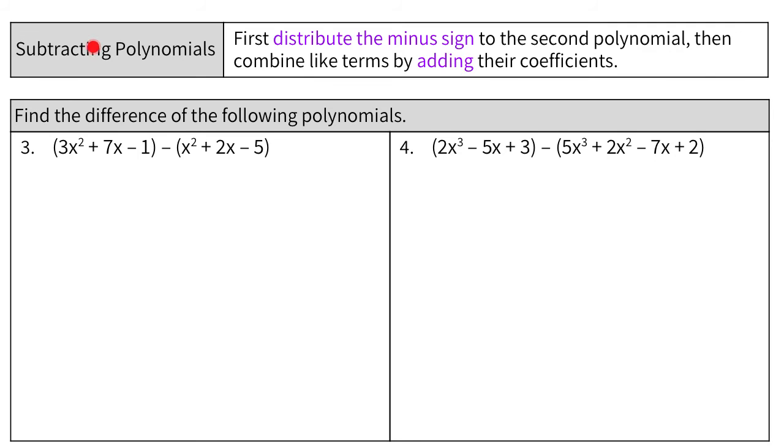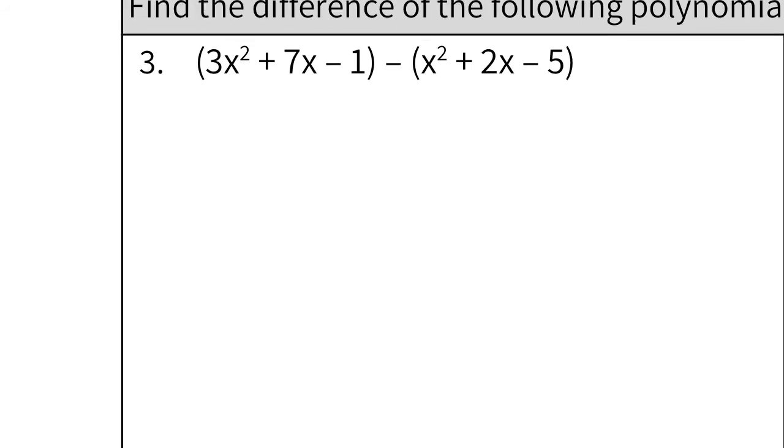So notice how when you're subtracting, in the definition, nowhere does it say that you're actually going to subtract the numbers. You're actually going to add the numbers, but before you can add, you need to distribute that minus sign. Remember, distribute means that you're going to multiply. So what's going to happen is that the signs in the second polynomial are going to change. So just to show you, let's look at our first example.